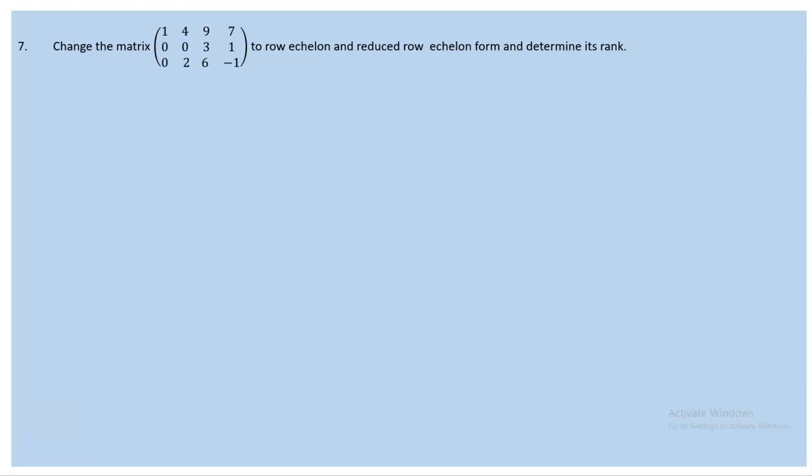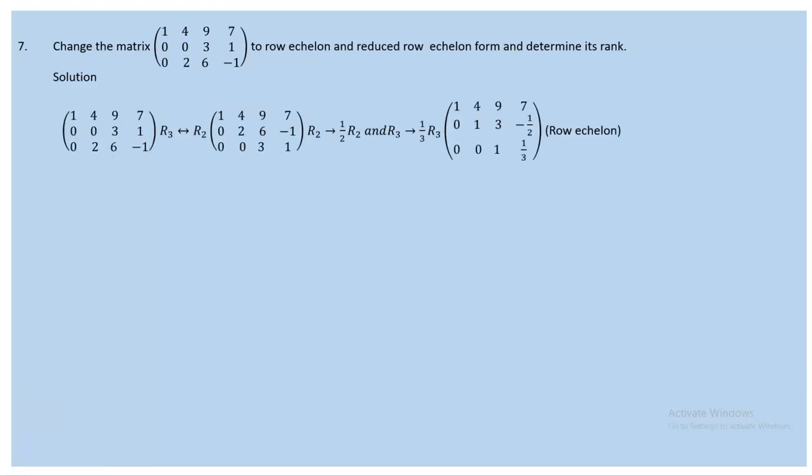So now coming to question number 7, it says change this 3 by 4 matrix to row echelon form and reduced row echelon form, and you are also asked to determine its rank. So the procedure goes like this. The first thing that you need to do is apply different row operations so that you can have this sort of equivalent matrices.